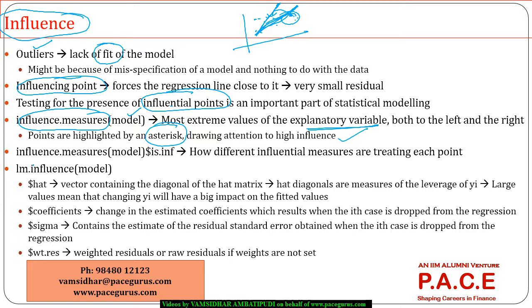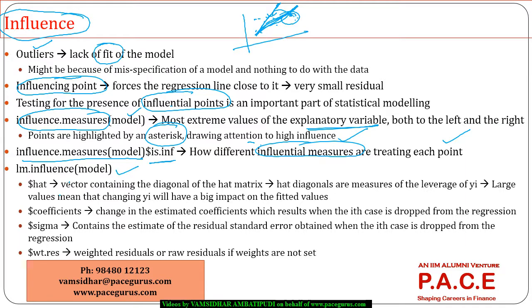You could use influence.measures, and I can say is.inf, which will tell me how different influence measures are treating each of the points. So when we are creating the models, we would be using all these things. There are different kinds of measures we can use to find out how much influence each point is creating, and based on that you can see which points can be included and which points can be removed from the model.